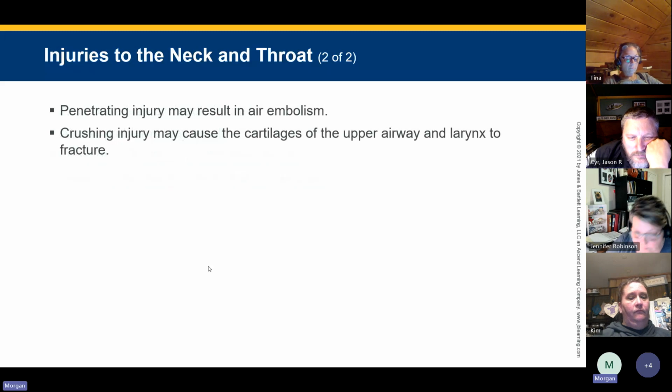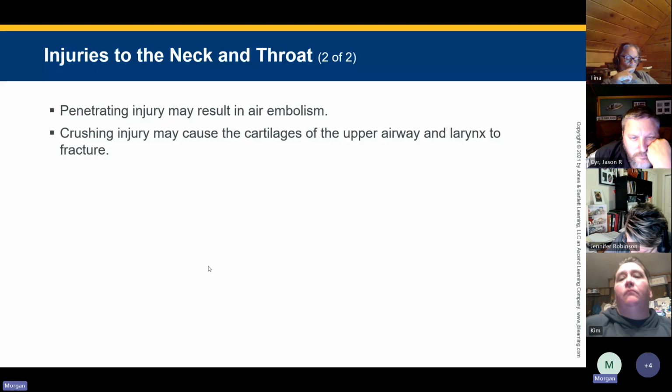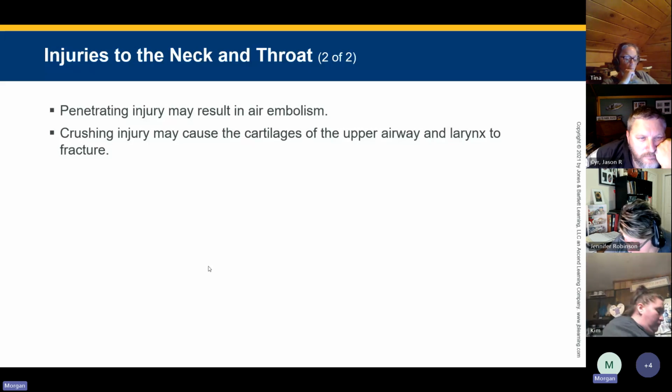Penetrating injury may result in air embolism. If there's ever a knife involved or something similar, don't pull it out unless it's directly involved in the airway. Just stabilize it as best you can. Crushing injury may cause the cartilage, upper airway, and larynx to fracture. Again, that's an airway problem, so just ventilate as best you can.